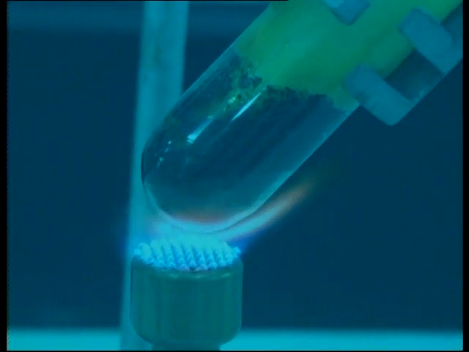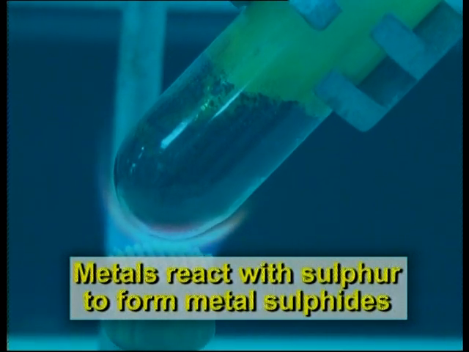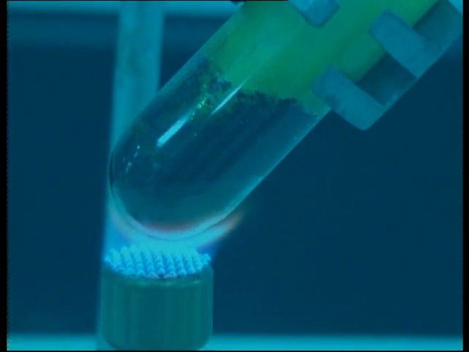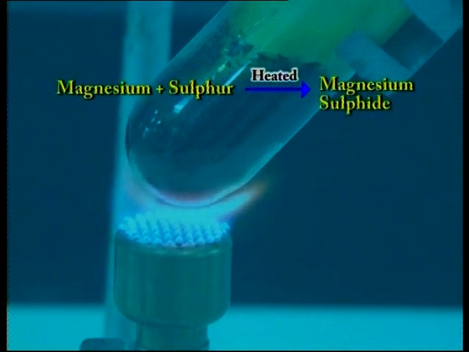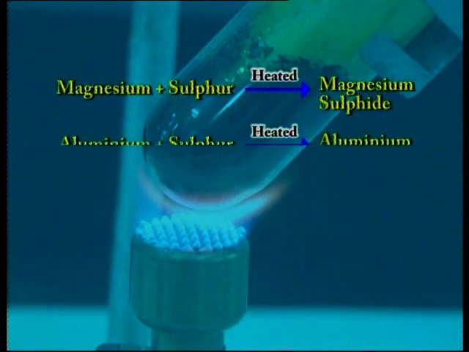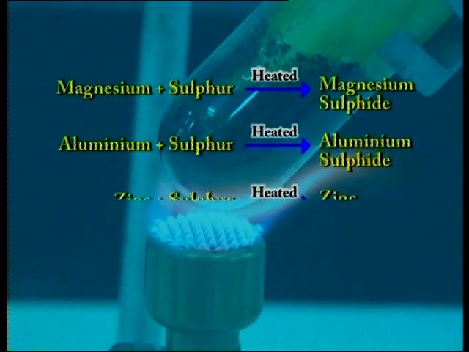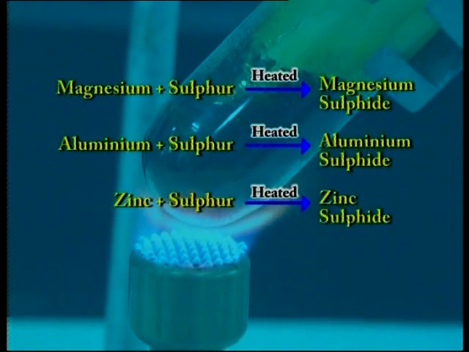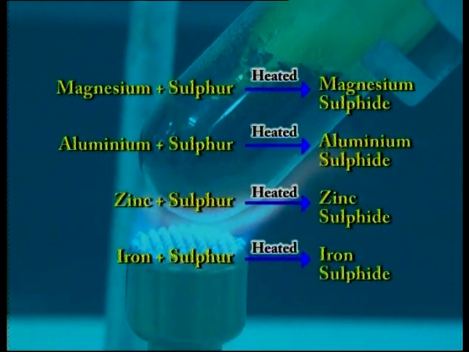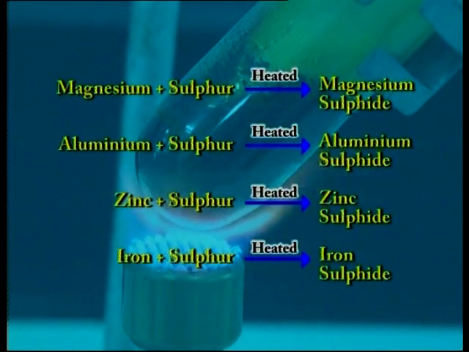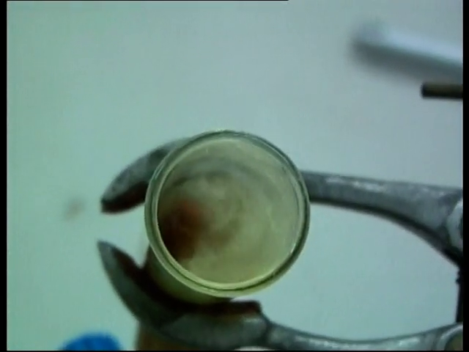We can now conclude that metals react with sulfur to form metal sulfides, which means magnesium reacts with sulfur upon heating to form magnesium sulfide. Aluminium reacts with sulfur upon heating to form aluminium sulfide. Then, zinc reacts with sulfur upon heating to form zinc sulfide, while iron reacts with sulfur upon heating to form iron sulfide.